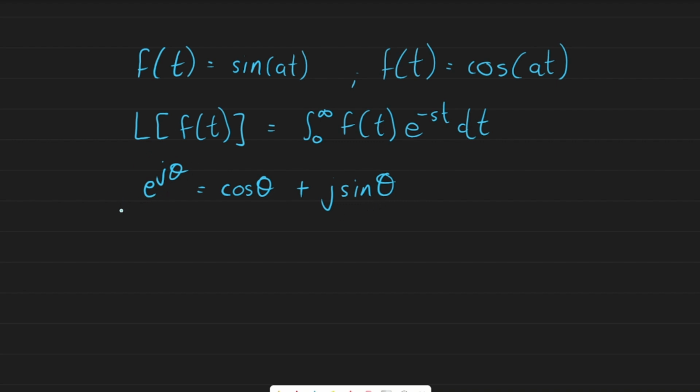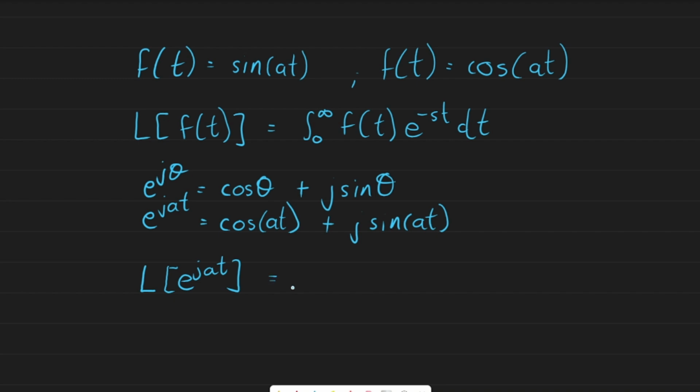So that's what we're going to do. We're going to find the Laplace transform of this, and we can see how we can relate it somehow. So just to put in the at there instead of theta, I'll have e to the power j at, which is equal to cos at plus j sine at. So what we're doing now is finding the Laplace transform of e to the power j at. Using the definition, that gives us the integral from 0 to infinity of e to the power j at multiplied by e to the power minus st dt.